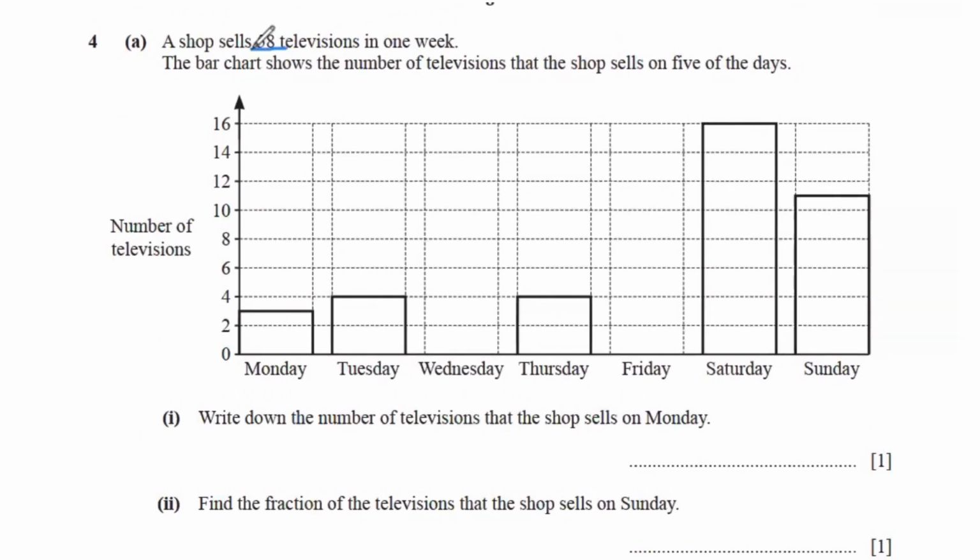We know in total 58 were sold. On Monday, there are 3. On Tuesday, 4. On Thursday, 4. On Saturday, 16. And on Sunday, it's 11. So if we add these and subtract them from 58, that gives us the total number of televisions that were sold on Wednesday and Friday. So 58 minus 16 minus 11 minus 3 minus twice of 4. And that gives us 20 televisions. Now these were the number of televisions that were sold on Wednesday and Friday.